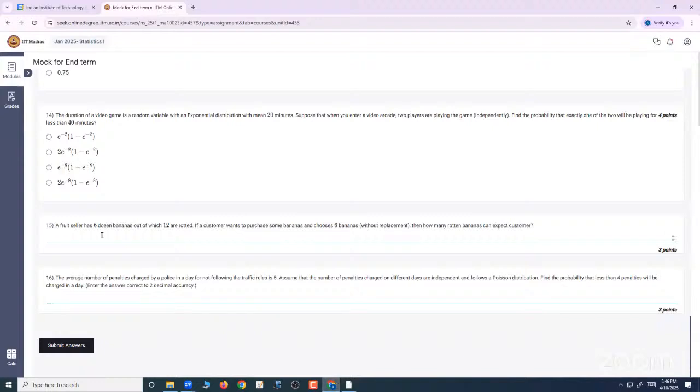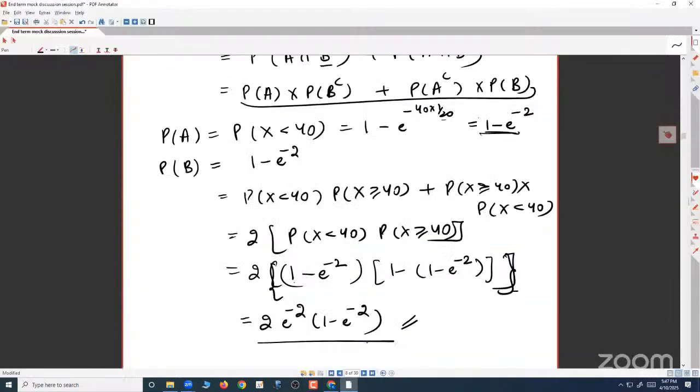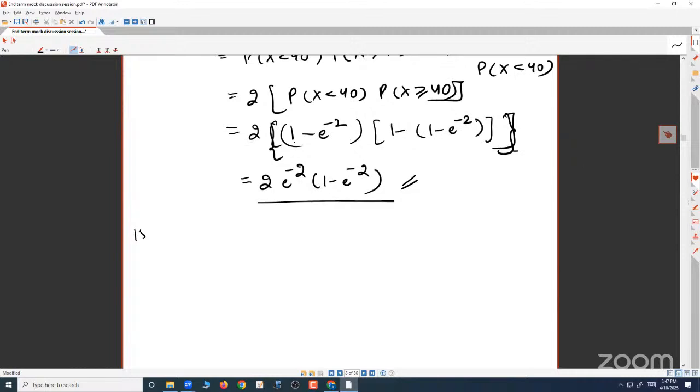A fruit seller has 6 dozen bananas, out of which 12 are rotten. If a customer wants to purchase some bananas and chooses 6 bananas without replacement, then how many rotten bananas can the customer expect? So if you read this question, can you tell me which distribution it belongs to? Hypergeometric distribution. So if I have to calculate the expectation, what is the formula of expectation for a hypergeometric distribution? n into M by N, capital N. Yeah, so my expectation is n into M by N.